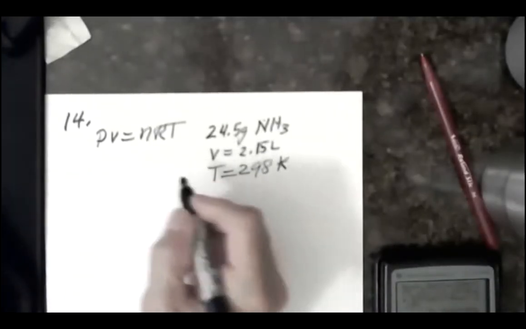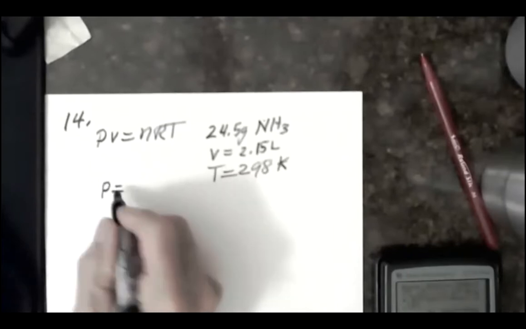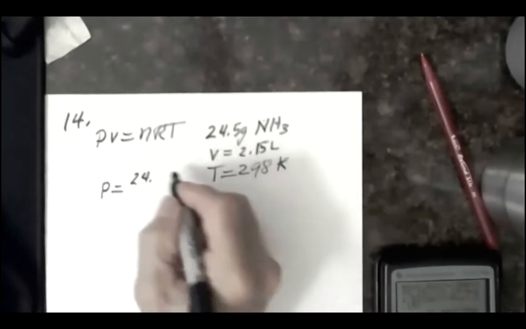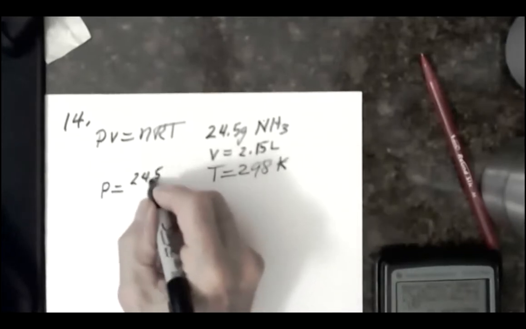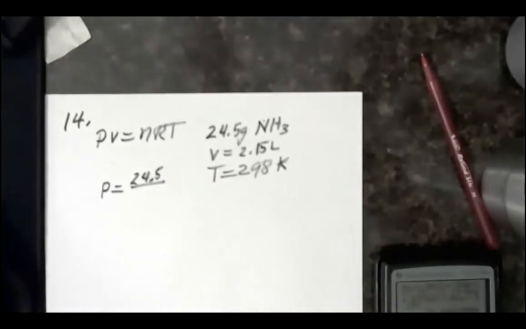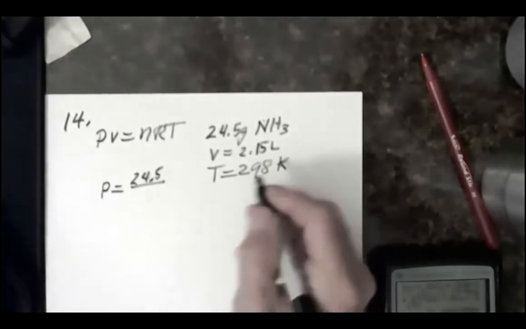Now, we want to know what would be the pressure. So pressure would be equal to the number of moles, which is 24.5 grams divided by the molar mass. We calculated a while ago, 17.03.